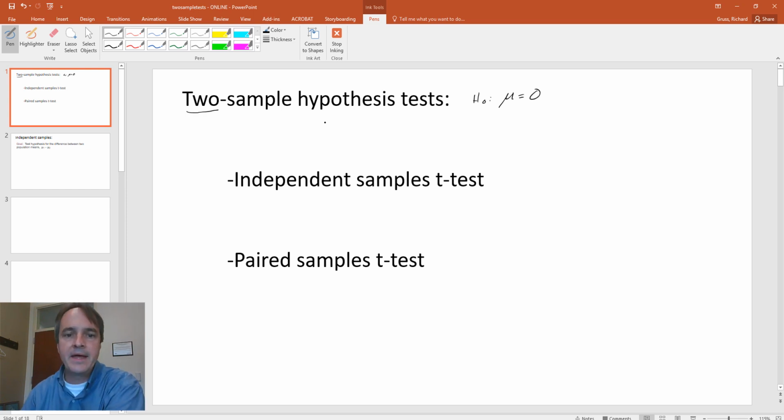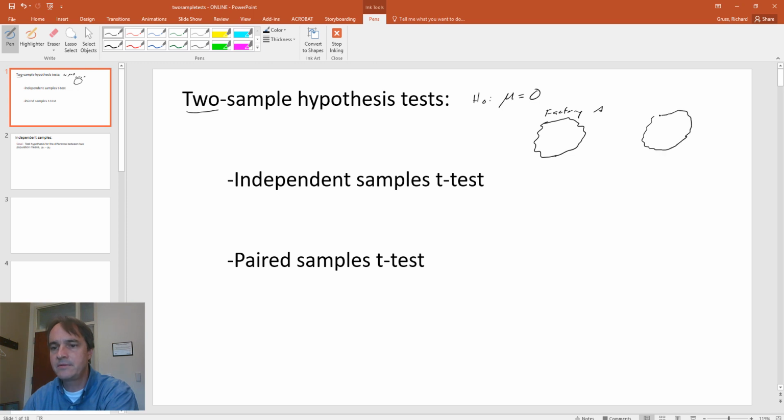So we might have, let's say, a population which consists of the daily output of factory A, and then we want to compare it to the daily output of factory B. So we have all these observations coming out of here, and all these observations coming out of here, and we want to know, are they significantly different?